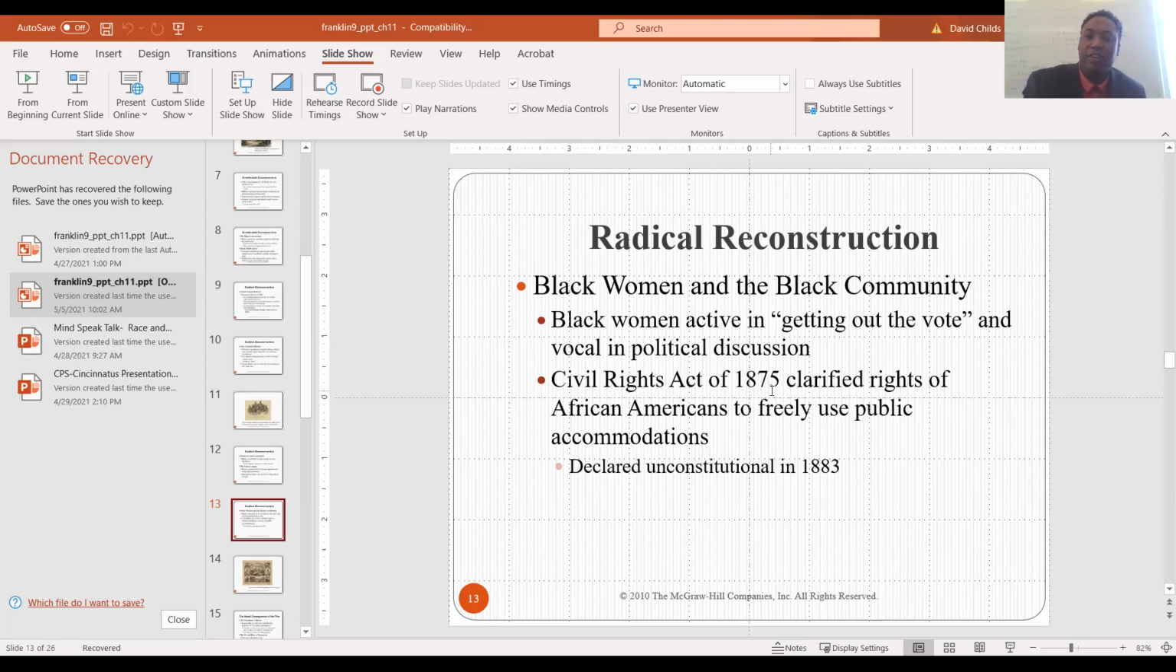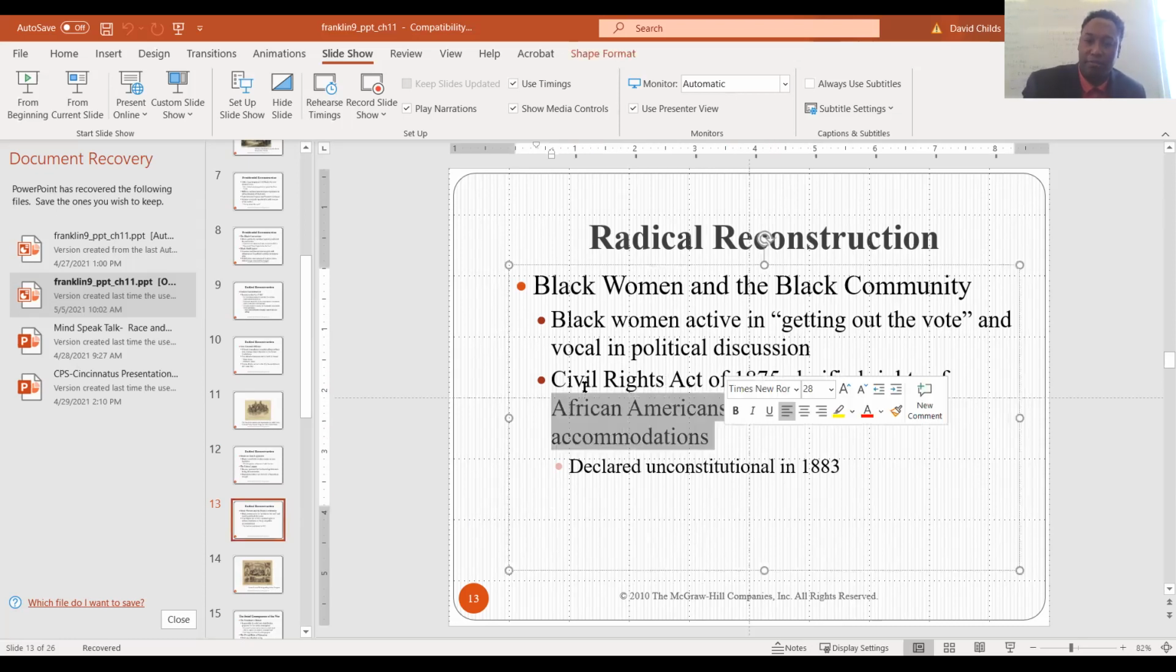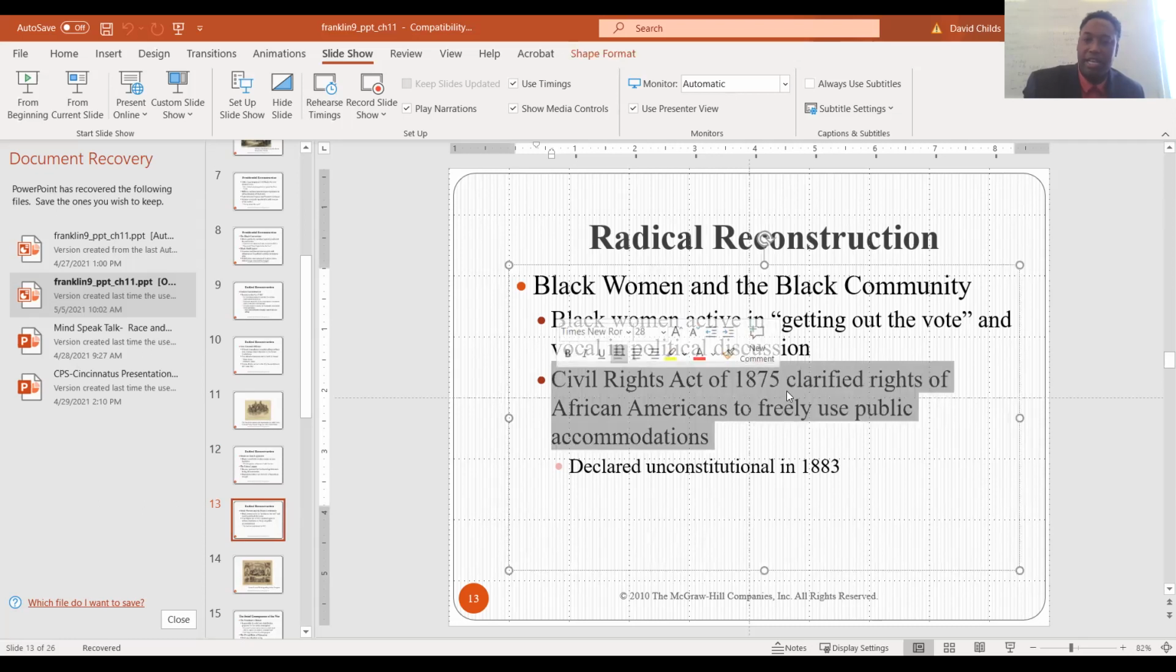Back to my slide presentation: the Civil Rights Act of 1875 clarified the rights of African Americans to freely use public accommodations. So that started the early fight against Jim Crow and segregated bathrooms and streetcars and so forth.